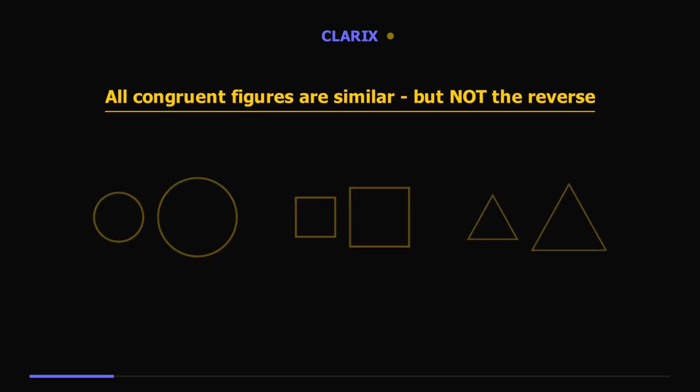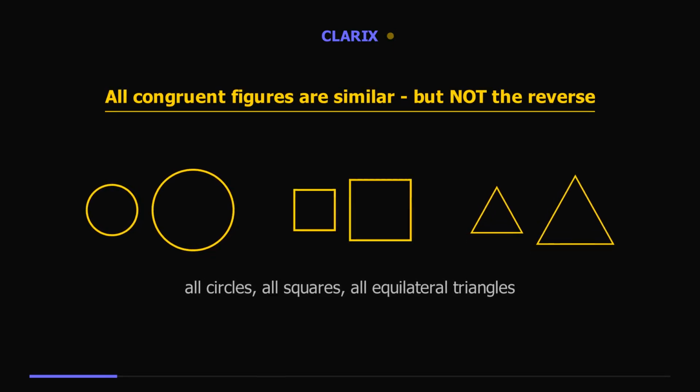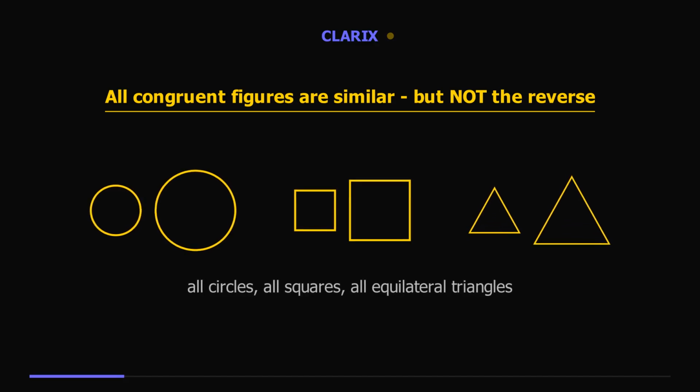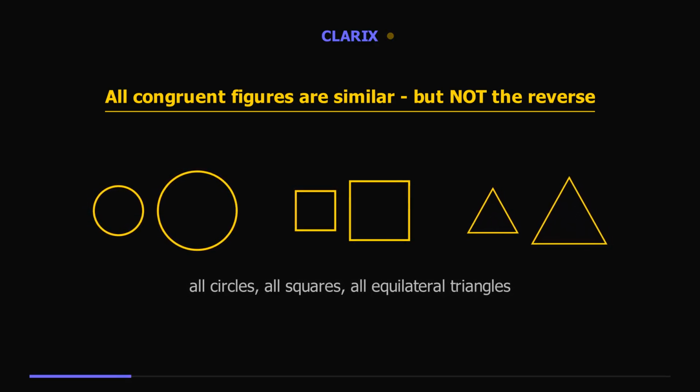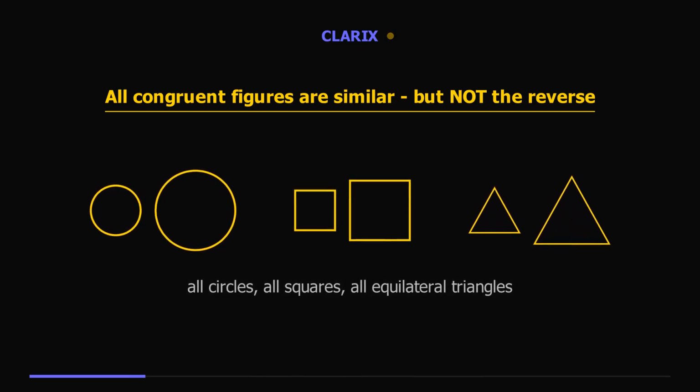Here's the relationship to lock in. Every pair of congruent figures is also similar. Same size is just a special case of same shape. But the reverse is not true. Similar figures need not be congruent. And some shapes are always similar because their shape never changes. All circles are similar, all squares are similar, and all equilateral triangles are similar.